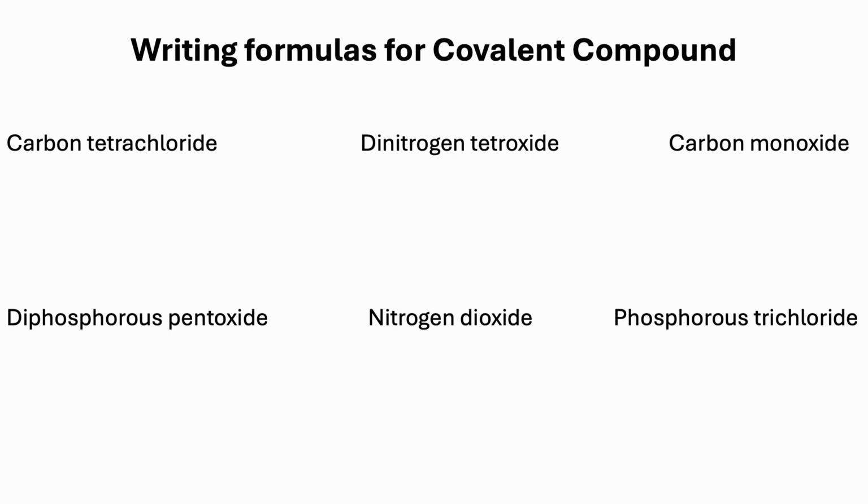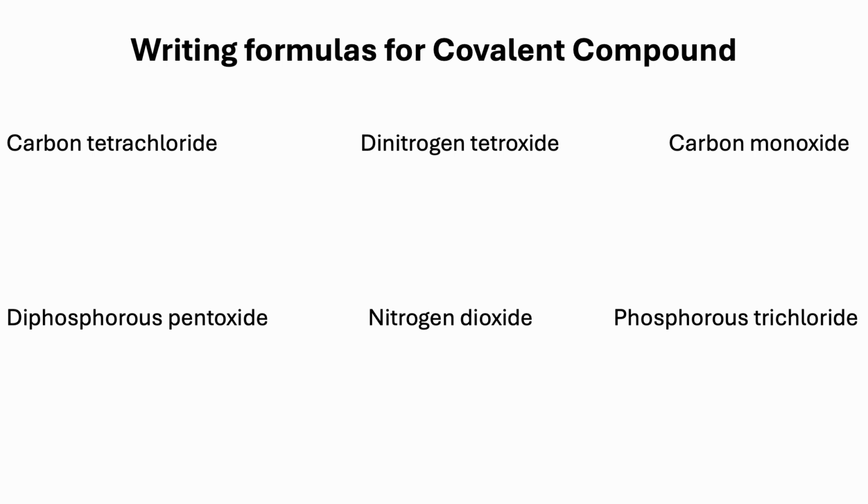Writing formulas for covalent compounds. Covalent compounds contain only nonmetals and they share electrons but do not transfer electrons. We usually use prefixes in names to show how many atoms there are. When you are writing formulas, first identify the elements in the name and then use prefixes to get the number of atoms. Then write symbols with subscripts.